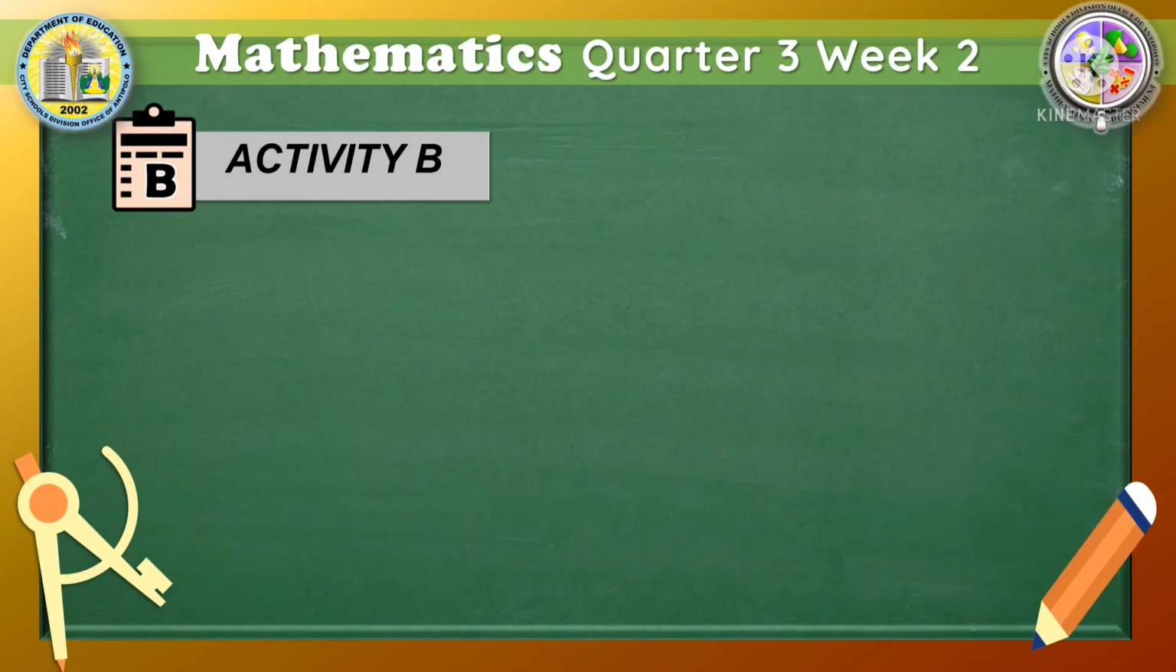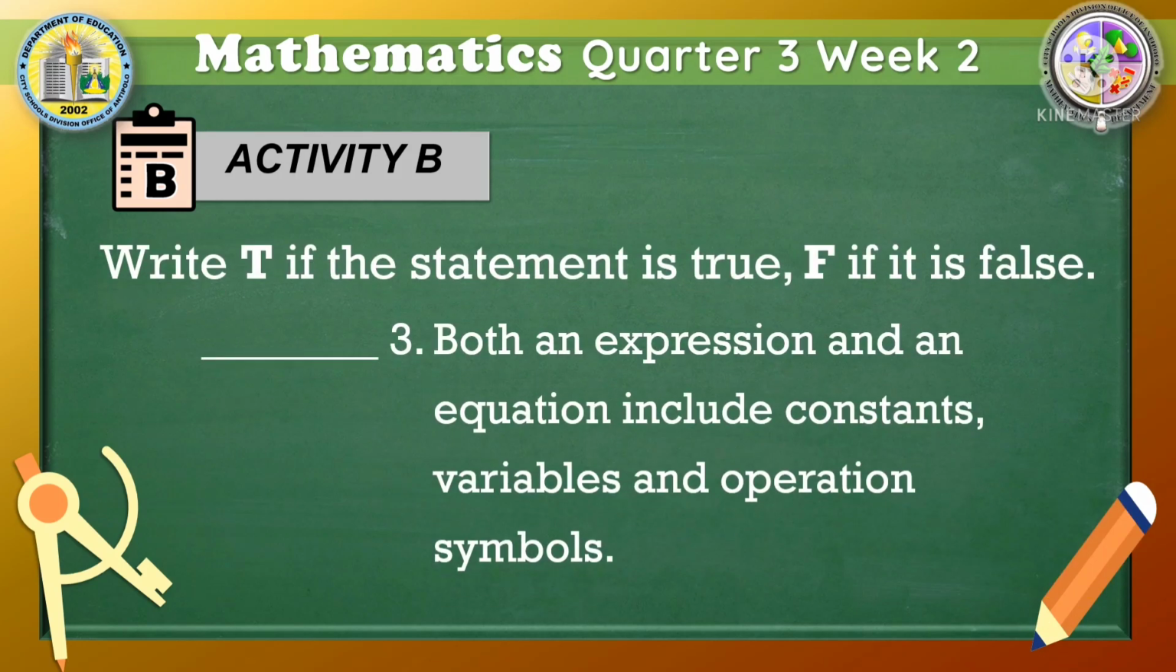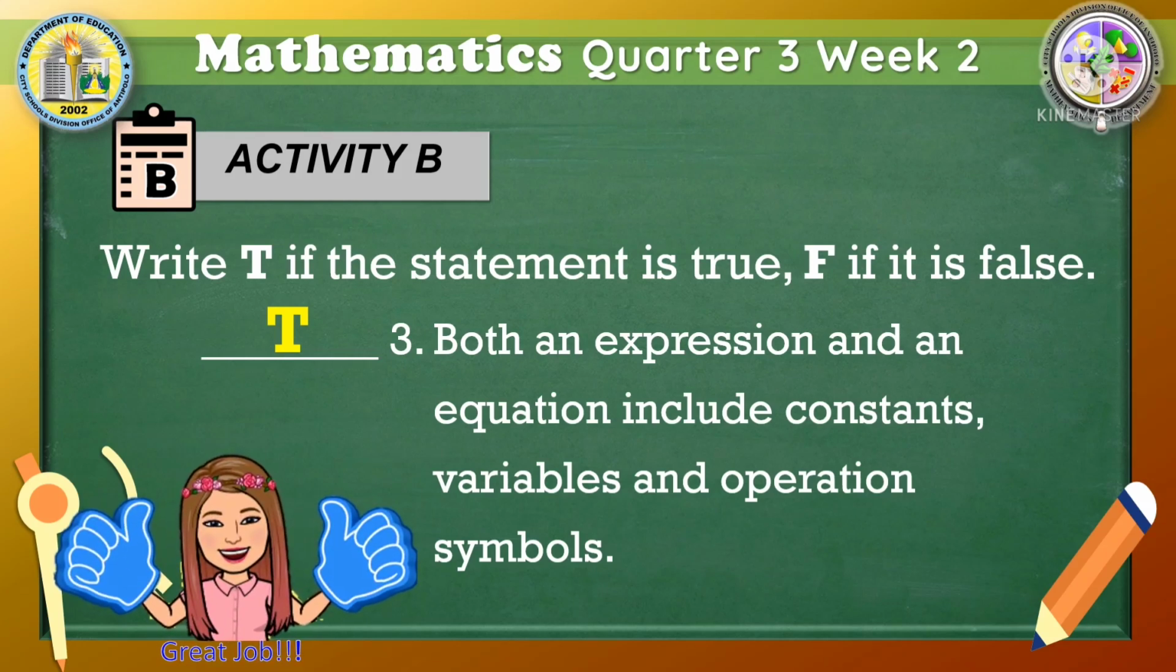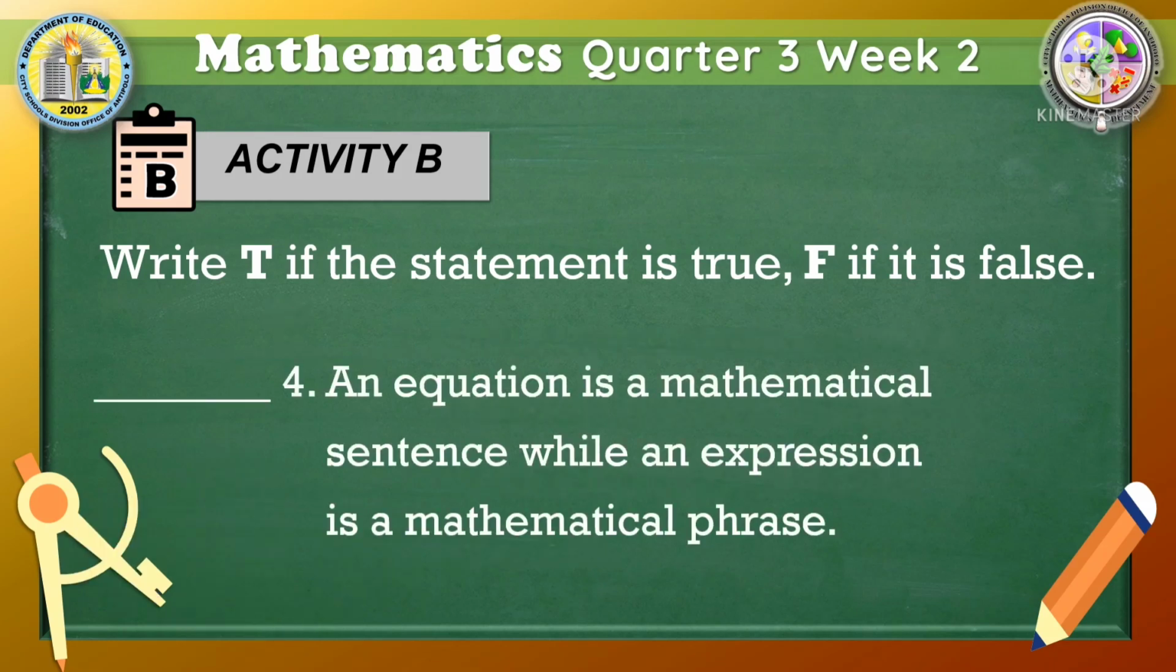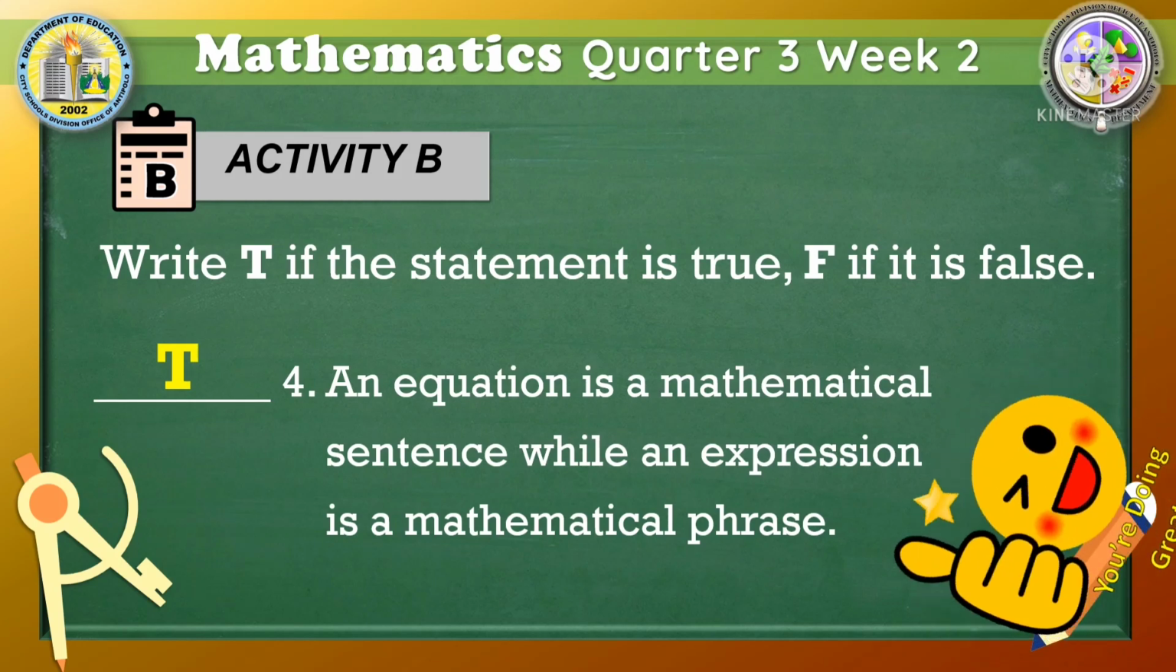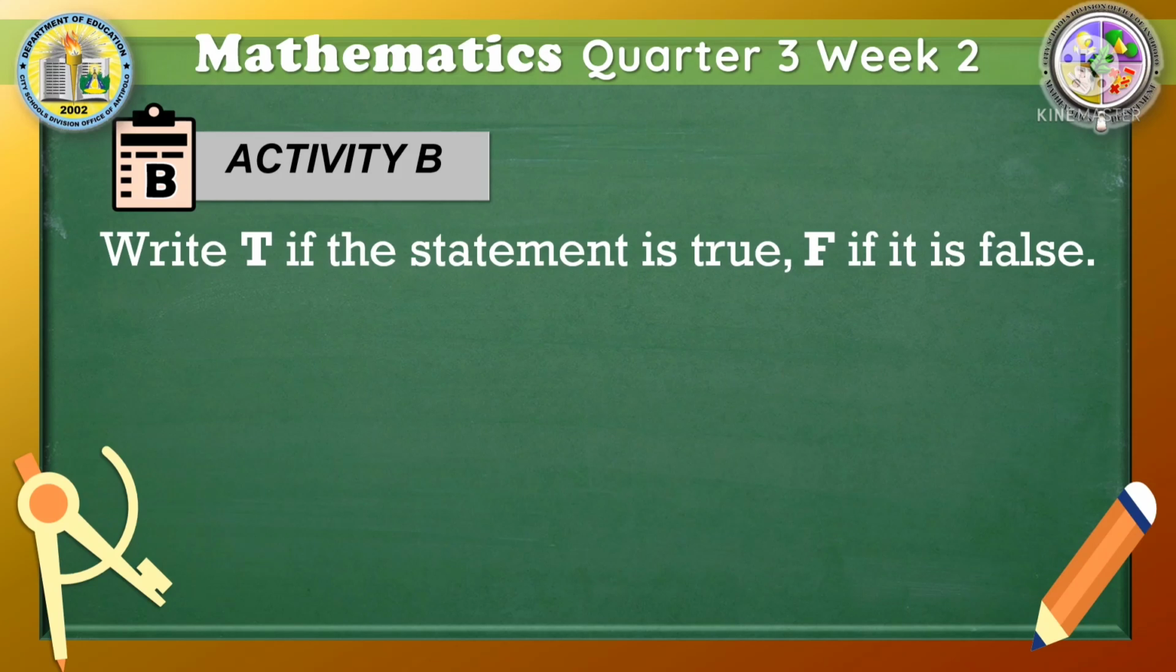Number 3. Both an expression and an equation include constants, variables, and operation symbols. The correct answer is T. Did you get it right? Great job! Item 4. An equation is a mathematical sentence while an expression is a mathematical phrase. Did you write T as your answer? You're doing great!